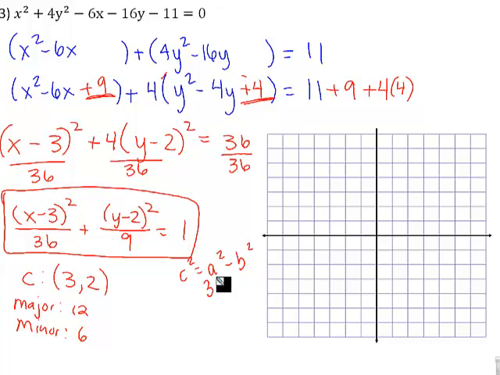Well, this looks familiar. I think we just did this one last time, right? 36 minus 9. So c squared is 27, or 3 root 3. What would I have to add and subtract that onto? My x value or my y value? My x value, so my foci points would be at 3 plus or minus 3 root 3, and then 2.